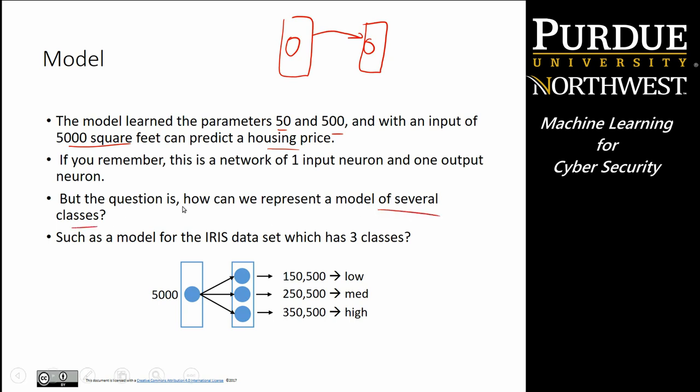Because we know that's where we're going now. We can't, this machinery does not help us for our purposes, right? So we want to actually represent multiple neurons, such as a model of the iris data set, which represents 3 classes. So we just kind of have to think differently.